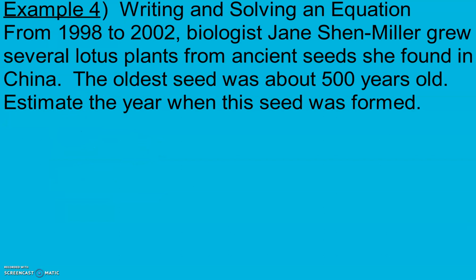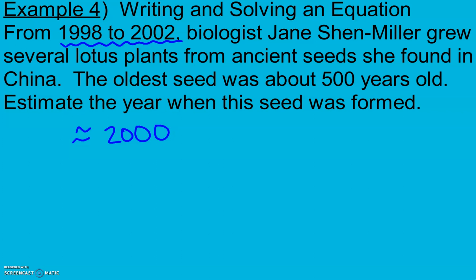From 1998 to 2002, biologist Jane Shen Miller grew several lotus plants from ancient seeds she found in China. The oldest seed was about 500 years old. Estimate the year when this seed was formed. So, we're going to estimate here, which means 1998 to 2002 is approximately the year 2000. And we want to know, it was about 500 years ago. And we want to know when the seed was formed.